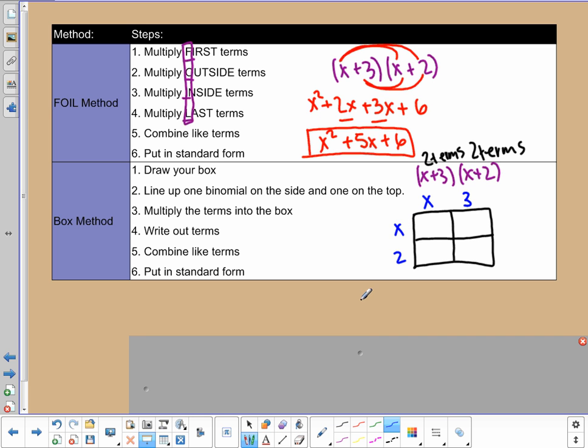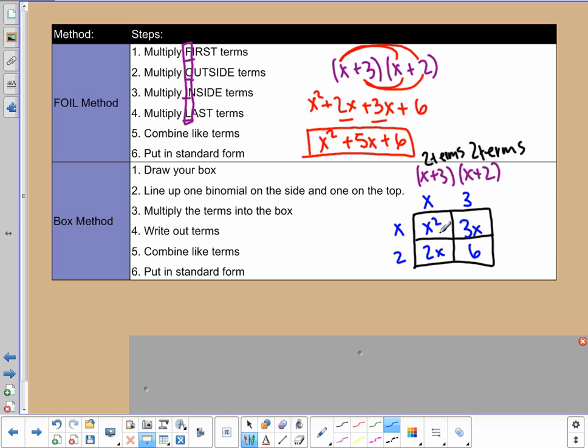Then I multiply each row by each column and put my products on the inside. So x times x gives me x squared. X times 3 gives me 3x. X times 2 gives me 2x, and 2 times 3 gives me 6.